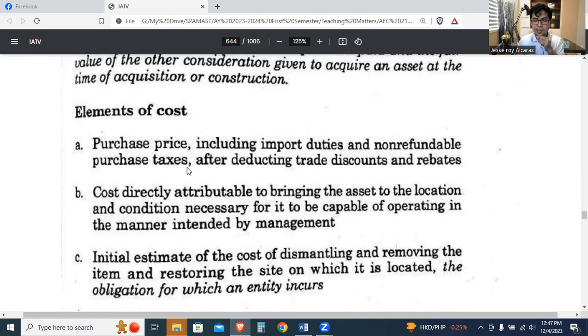What does that mean? It simply means that if the equipment costed us 1 million to purchase, then nagbayad to og custom duties 20,000 pesos para mapasok sa Philippines, it means that the purchase price of our equipment is not 1 million, not 20,000, but the combined amount of the two, 1 million and 20,000 pesos.